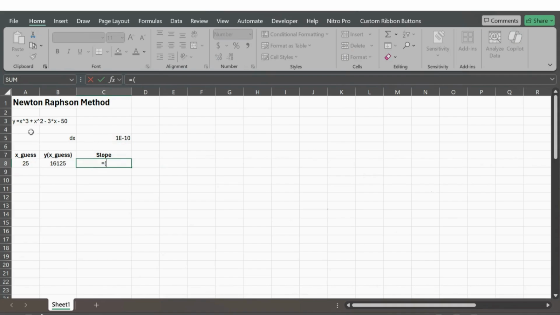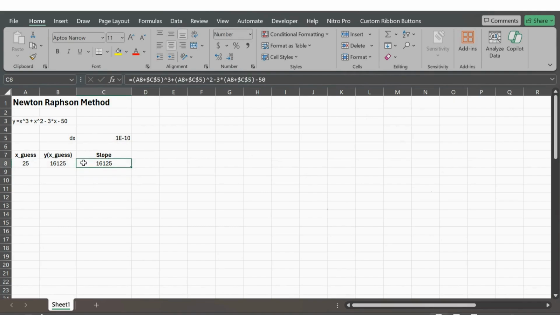So it's going to be x guess plus that dx to the third power plus x guess plus dx squared. And if you're not familiar with Excel, you put the dollar signs in here so you can drag this formula down to multiple cells, and it'll keep referencing this cell here. Minus 3 times x guess plus dx, minus 50.